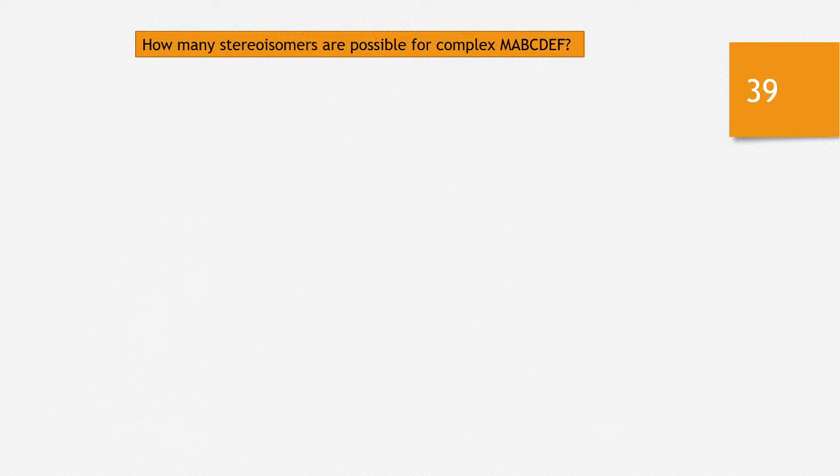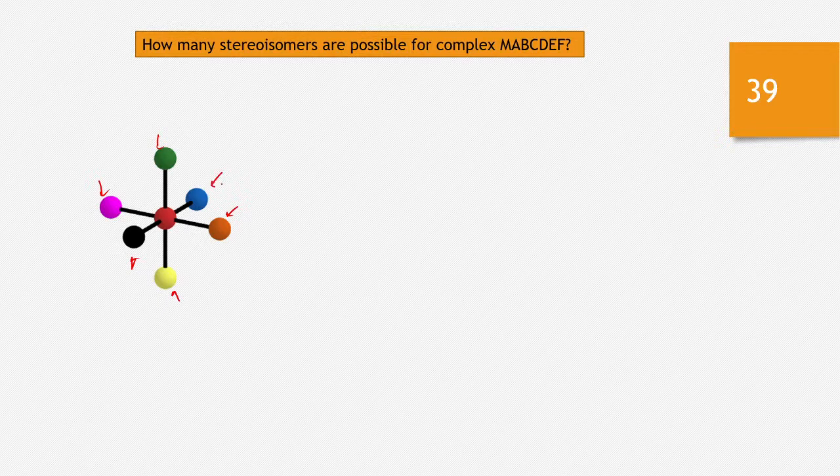The question is, how many stereoisomers are possible for complex MABCDEF? So the first one is here, of course. I have used 6 different colors: pink, green, orange, yellow, black, and blue. So the first one is there, and then suppose randomly I make a different one, this one. So we will have to use our superimposition skills.